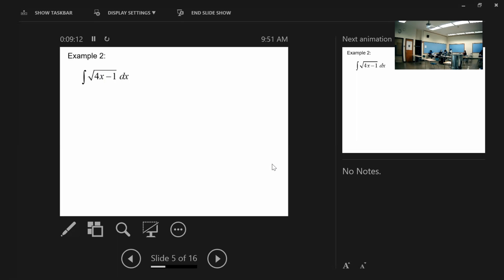This is the first time we have to do some work. Okay? So this question says, let's anti-differentiate that function. The function is root 4x. That's not good. It's square root of 4x, take away 1.